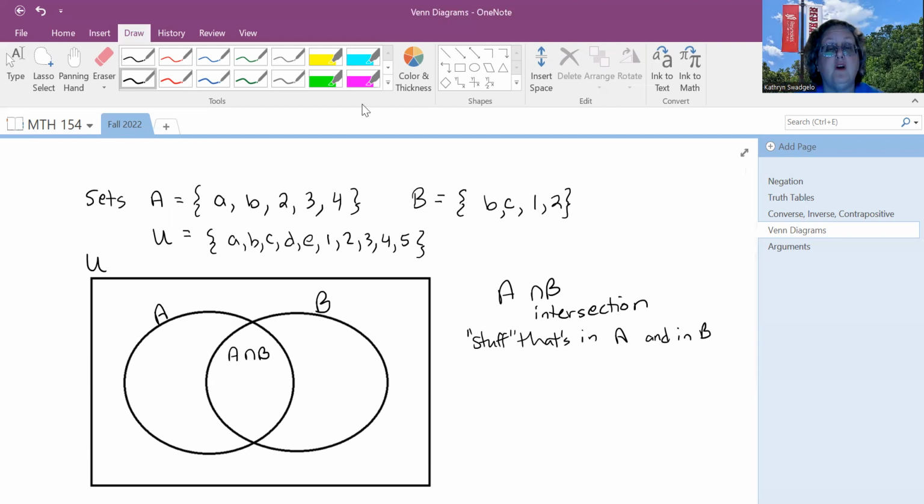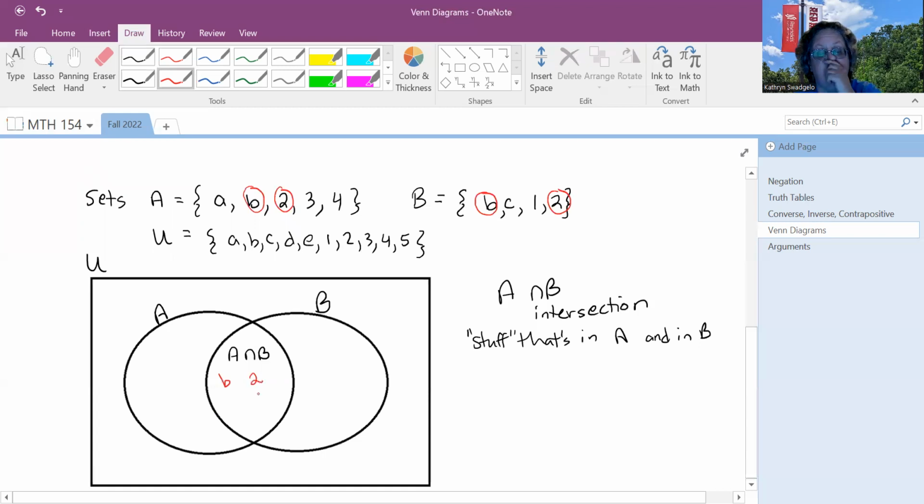So when we look up here, what stuff is in A and B? I see B is in set A, and I see B is in set B. So B is one of the things that's in here. I see 2 is in set A, and I see 2 is in set B. So it's in both. Right? I also see in set A, 3 and 4 that are not in set B. And over here in set B, I see C and 1 that are not in set A.